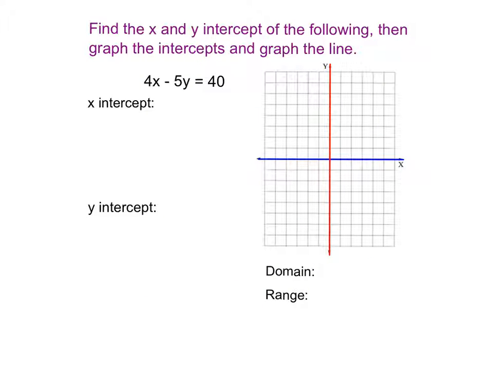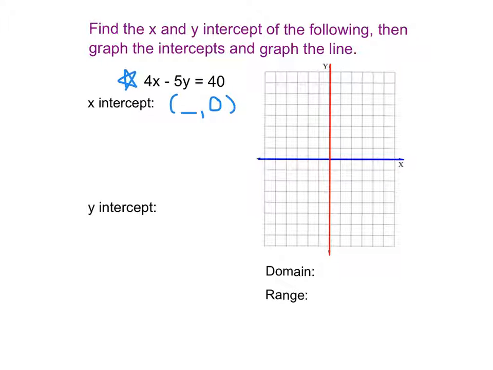And final example here, again, we're going to find the x and the y-intercept of the following linear equation. So here it is right here, it's 4x minus 5y is equal to 40. So again, we're going to start with our x-intercept, and remember with our x-intercept, our y value is always 0, and we need to find the corresponding x value that is with it when y is equal to 0.